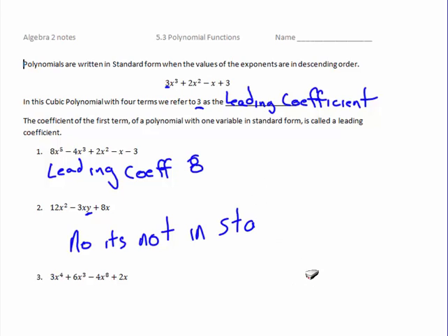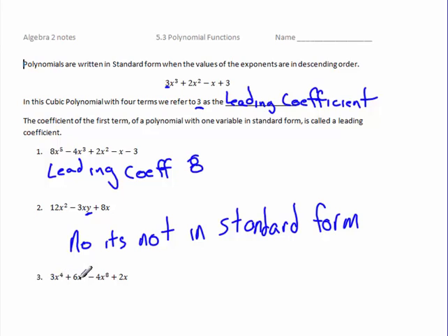Cannot write standard form. So no, it's not in standard form. It's because of that extra variable right there, y. Alright, next one. Let's look through.